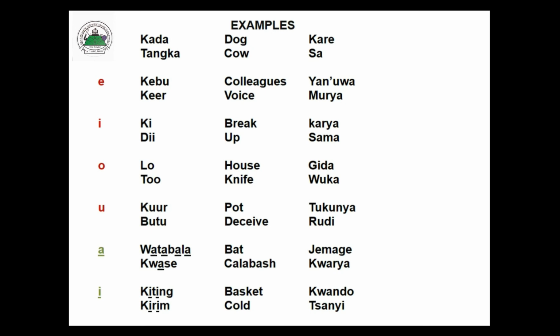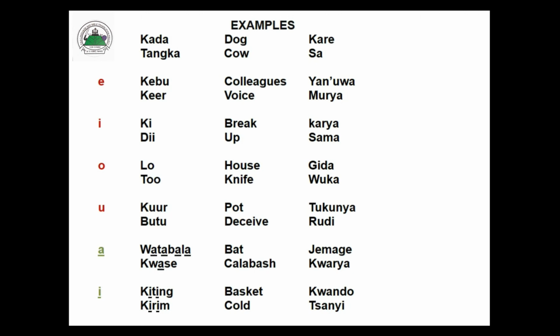Then the next vowel is A, as in the word kebu, which means colleagues in English, enwa in Hausa. We also have another example, ker, which means voice in English, muria in Hausa. And the next vowel is pronounced E, as in the word ki, which means break in English, carrier in Hausa. Another example is D, which means up in English, sama in Hausa.